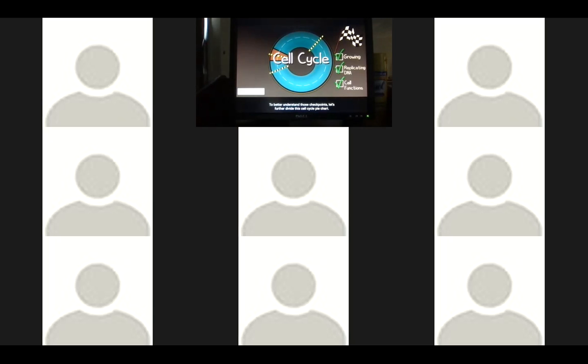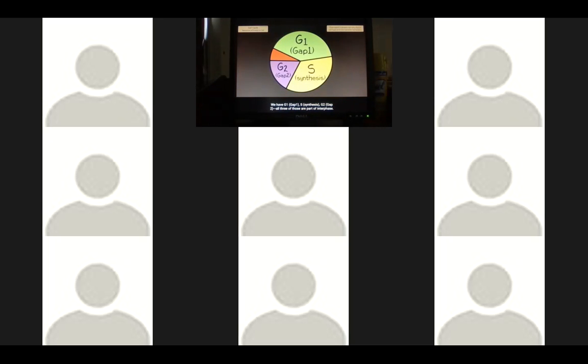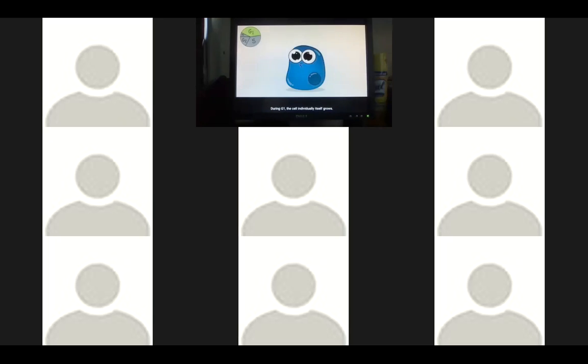To better understand those checkpoints, let's further divide the cell cycle pie chart. We have G1, S, G2. All three of those are part of interphase. Then we have M phase, where mitosis will happen. During G1, the cell individually itself grows. Then it replicates its DNA in S phase. You can remember that because the S is for synthesis, which means to make something, and it's making DNA. Then in G2, the cell grows some more in preparation for mitosis.